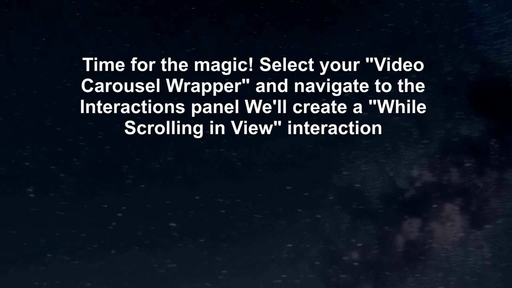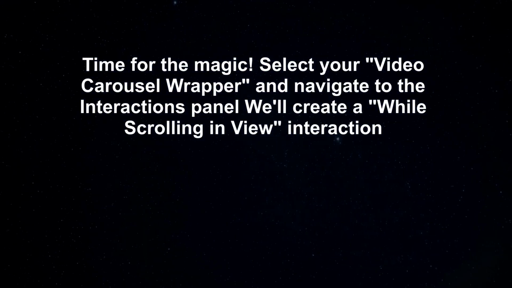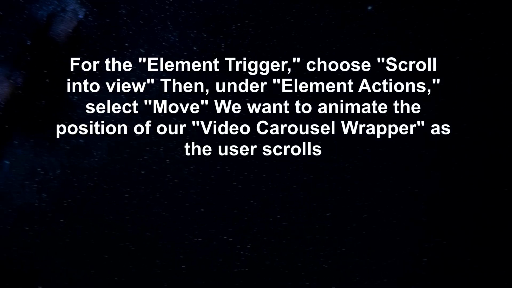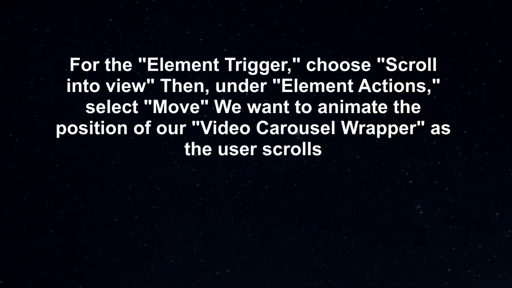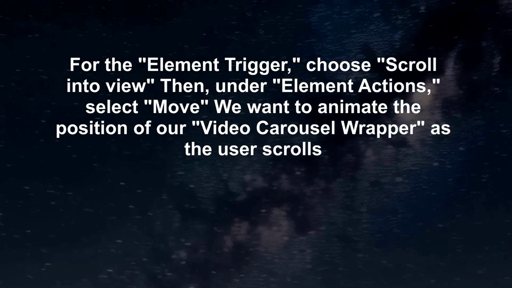Time for the magic. Select your video carousel wrapper and navigate to the Interactions panel. We'll create a while scrolling in view interaction. For the element trigger, choose Scroll into View, then, under Element Actions, select Move. We want to animate the position of our video carousel wrapper as the user scrolls.